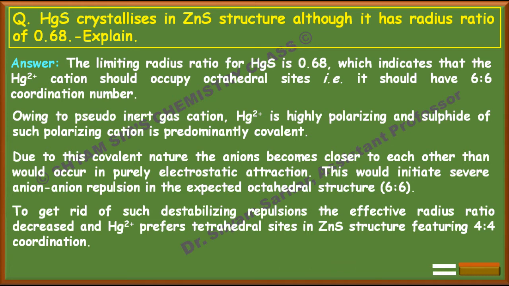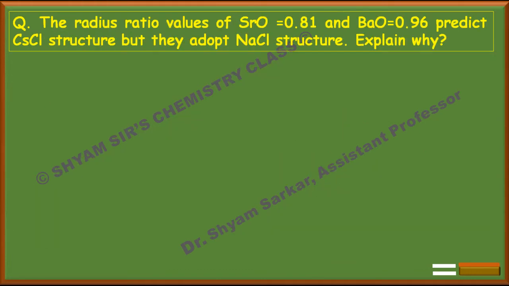That means they prefer 4:4 coordination. Although the limiting radius ratio value 0.68 is telling that it should form NaCl structure, practically just to get rid of this type of destabilization they are forming ZnS type structure. So this is the way in which you can explain this type of answer. Next we will see a similar type of problem.